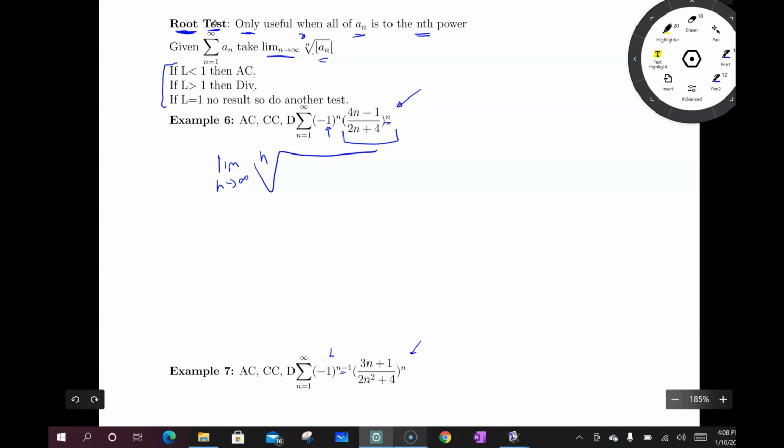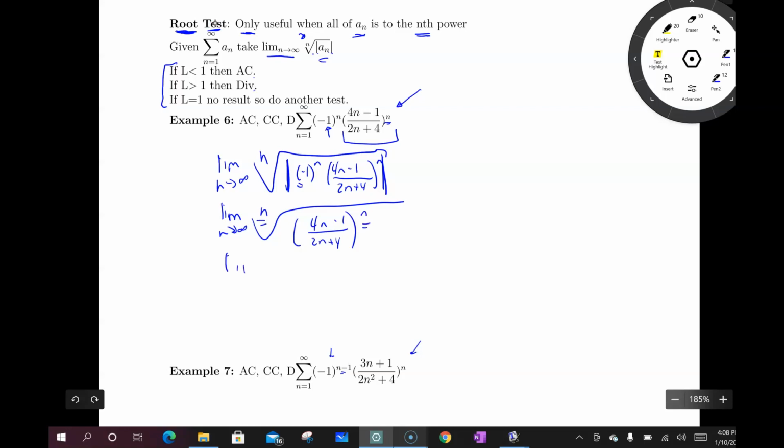So I would have the nth root of, and I'll just write it in here once for effect, the absolute value of 2n plus 4 to the nth power, right? Forgot the other absolute value bar. So the absolute value, this is gone. So I've got the nth root of the nth power. So these cancel each other out. So what I'm left with is 4n minus 1 over 2n plus 4.